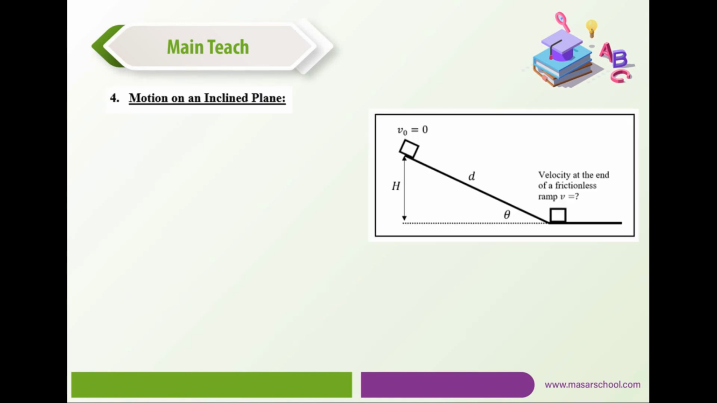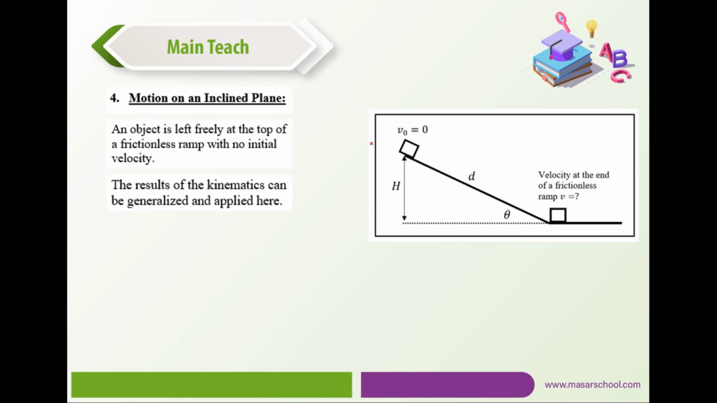Now here let me introduce some nice application of what we have done. Motion on an inclined plane. An object is left freely at the top of a frictionless ramp with no initial velocity. Here we have a ramp inclined by theta. The elevation from the initial position of the object to the ground is given by h. H is the vertical distance. D would represent the distance that the object is going to cover along the ramp. We have no friction and the object is released from rest.